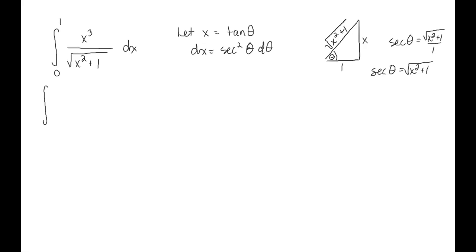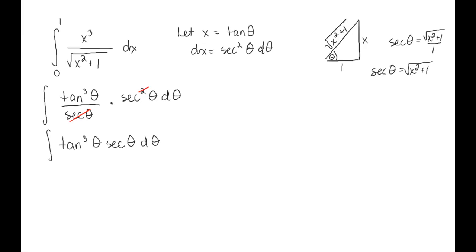So x cubed is tangent cubed theta. That's maybe a little bit ugly. Square root of x squared plus 1 is secant theta. And dx is secant squared theta d theta. So if we take a look at that, it's really not maybe all that bad. Notice a secant cancels. And so we are integrating tangent cubed theta secant theta d theta.